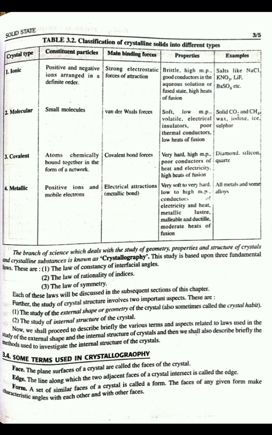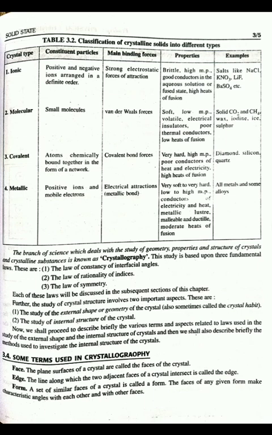Now let's discuss this. Constituent particles in ionic crystals: positive and negative ions arranged in a definite order. Main binding forces: strong electrostatic forces of attraction. Properties: brittle, high melting point, good conductors in the aqueous solution or fused state, high heats of fusion. Examples: salts like NaCl, KNO3, LiF, BaSO4, etc.